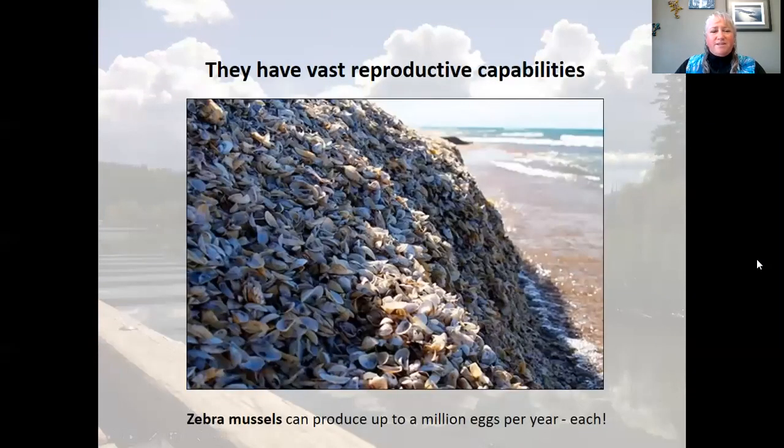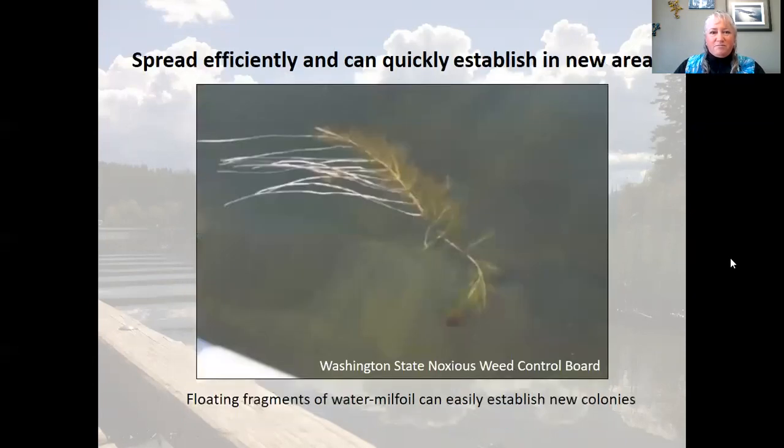So what makes something invasive? Well, they have pretty large reproductive capabilities. These are the shells of invasive mussels, and each one of these invasive mussels can have more than 1 million babies each per year, leading to vast population growth. They also spread incredibly quickly and can establish in new areas.